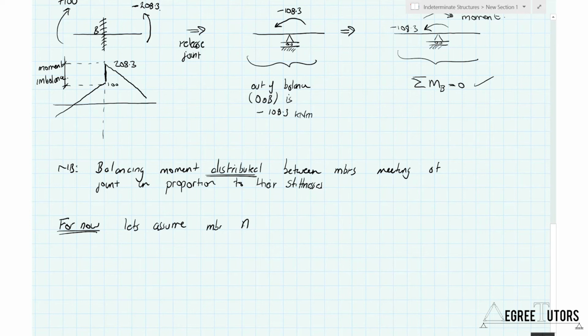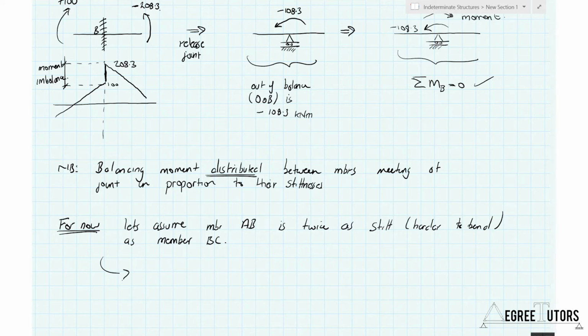member AB is twice as stiff. And what that just means is it's harder to bend. It's twice as hard to bend, in simple terms, as member BC. Okay, right, what would this mean? So this basically means the balancing moment is divided between AB and BC in a ratio of 2 to 1.